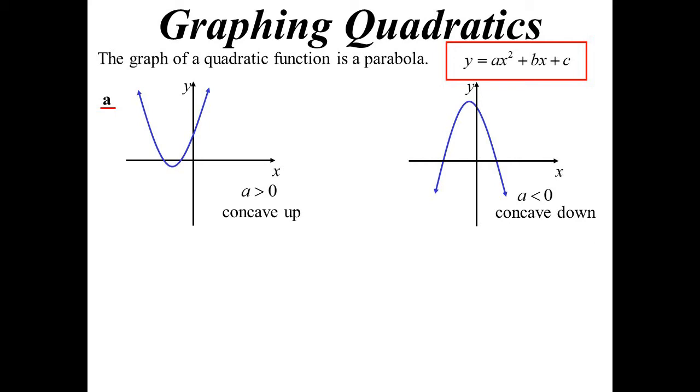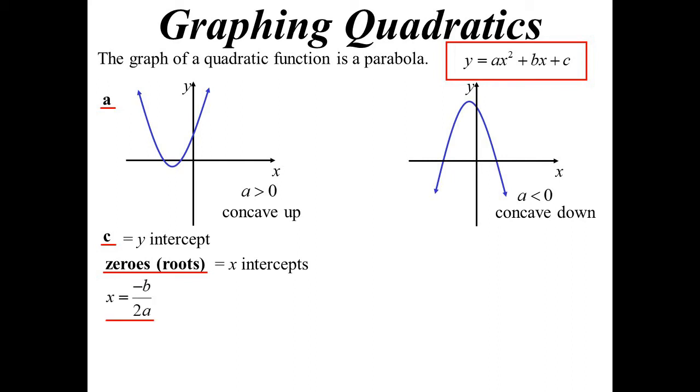B by itself doesn't tell us a lot. So let's skip straight to c. C, the constant number, same as the linear function, same as any polynomial function. The constant by itself tells us the y-intercept. So the zeros or the roots, depending whether we're talking about the equation or the function, are the x-intercepts.